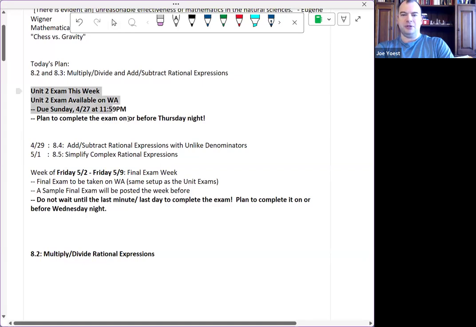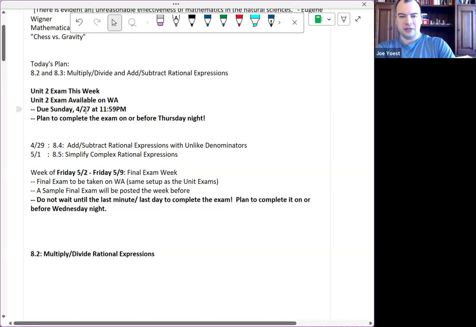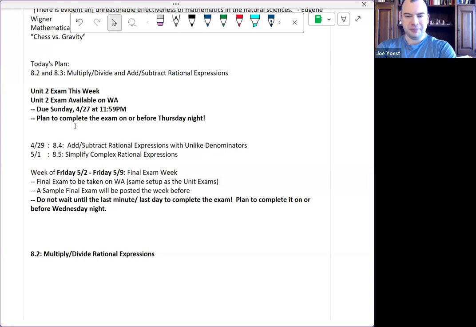We do have the Unit 2 exam this week, so if you haven't already, I would recommend completing that exam in the near future. Make sure to leave yourself a little bit of buffer before the due date that's this Sunday. It's available on the website, and the sample exam is available. Essentially the same parameters apply to the Unit 2 exam as for the Unit 1 exam.